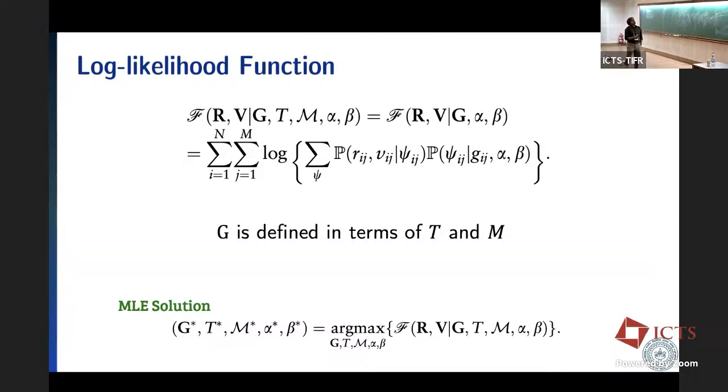Okay. So it turns out that G is defined in terms of T and M. It's as simple as that, because let's say these are our cells, right? This is C1, let's say C2, C3, and so on.